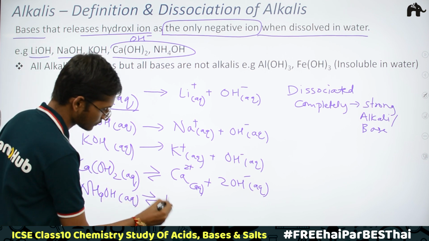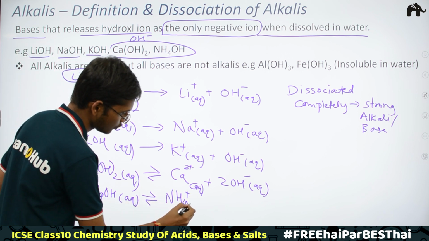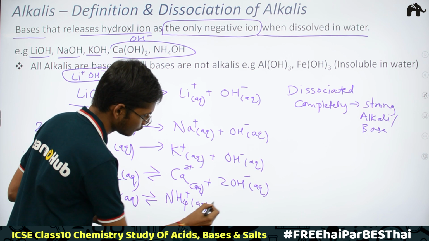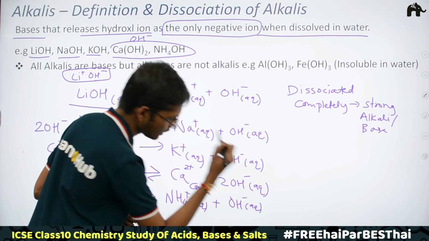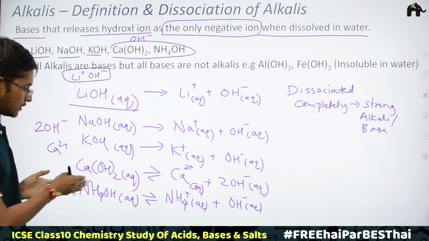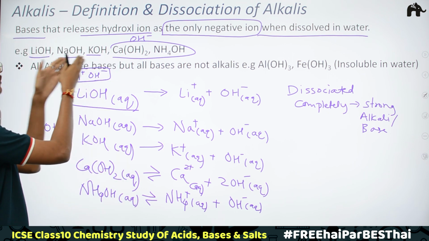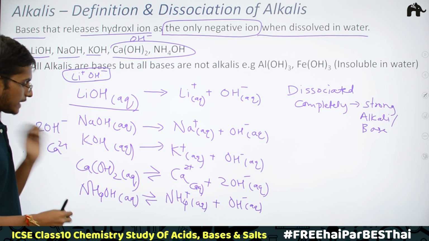NH4+ (aq) + OH- (aq). Very clear? Okay, so these are the dissociation equations of all these 5 alkalis.